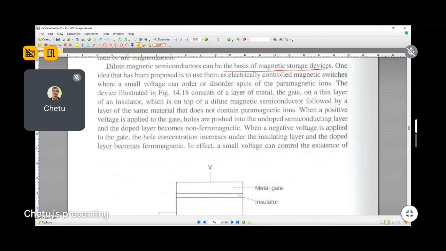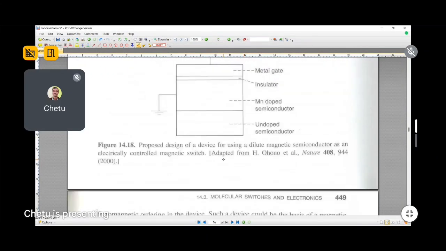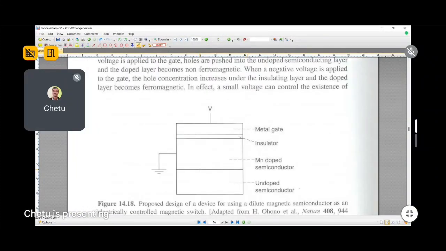So the idea is to use them as electrically controlled magnetic switches. How one can do it is that there is a metal gate, an insulator, and an amine-doped semiconductor. This is the switch, where this portion is doped with amine.